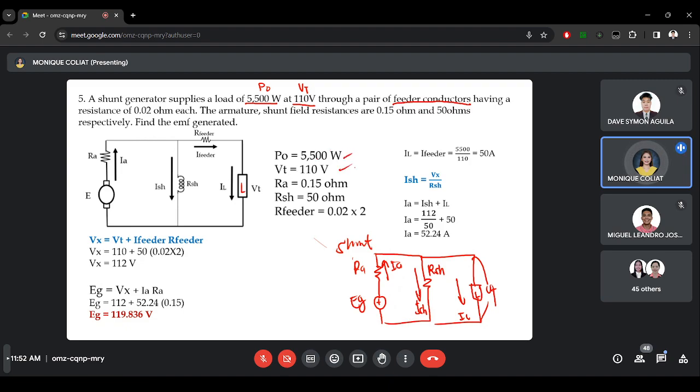So, hindi na equal yung VT dito sa voltage dito kasi meron nang naka-series na feeder resistance sa taas. That's why kumuha po ng VX. VX is voltage dito plus voltage dito. So, that is VT plus current dun sa feeder at saka resistance ng feeder. So, yung current sa feeder, what is that? Di ba IL din yan? Equal din siya. So, this will be IL times RF. So, ganun lang din siya.